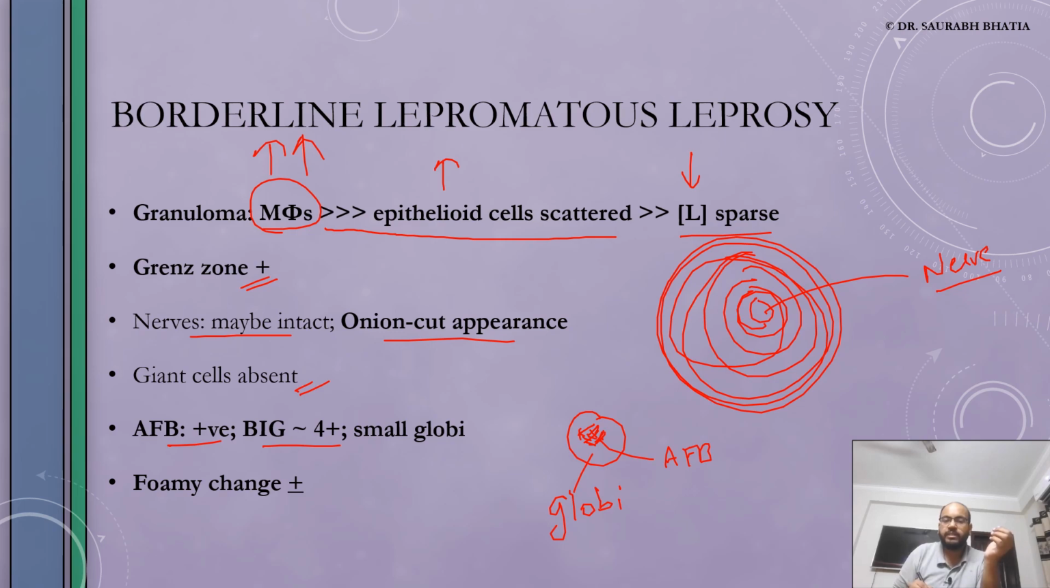Okay. Foamy change plus minus, that means the foamy histiocytes, histiocytes filled with foam, can be there in a milder capacity. So remember, majorly macrophages and epithelial cells, a little bit of lymphocytes, a little bit of foamy histiocytes, the nerve is intact, granuloma is a bit loose, and Grenz zone is present. That's what we see in a BL leprosy biopsy.